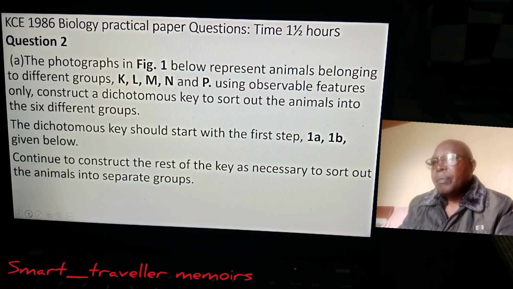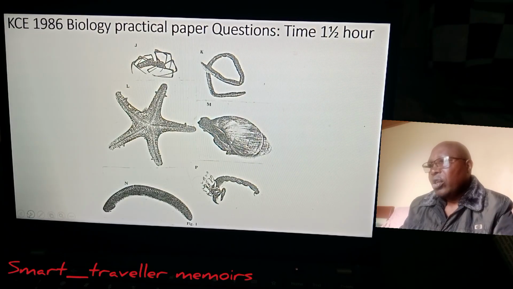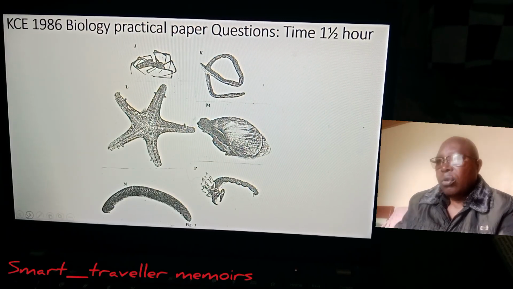And the question was, the photographs in figure 1 below represent animals belonging to different groups J, K, L, M, N, and P. Using observable features only, construct a dichotomous key to sort out animals into the 6 different groups. The dichotomous key should start with the first step, 1A, 1B, given below. Continue to construct the rest of the key as necessary to sort out the animals into separate groups.